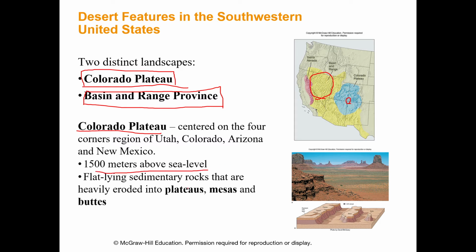It's about 1,500 meters above sea level. For comparison, here in northwest Arkansas, we're actually about 1,500 feet above sea level. So multiply where we're at times 3, and that's about the elevation we get in the Colorado Plateau. The rocks there are similar to the rocks we find here in the Ozarks. They are quite flat and sedimentary, and they have all these plateaus and mesas and buttes.